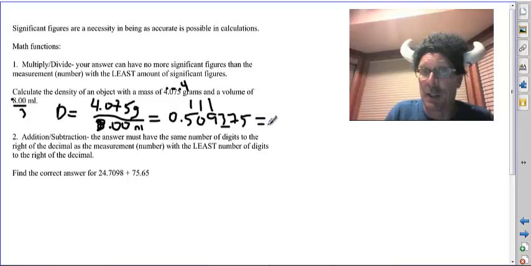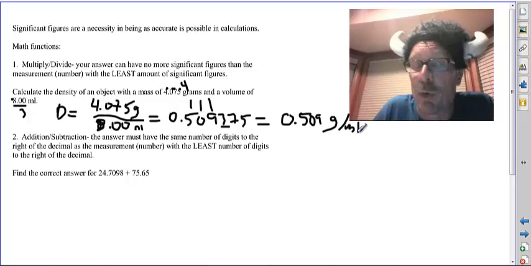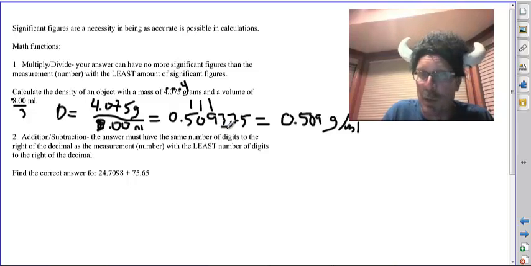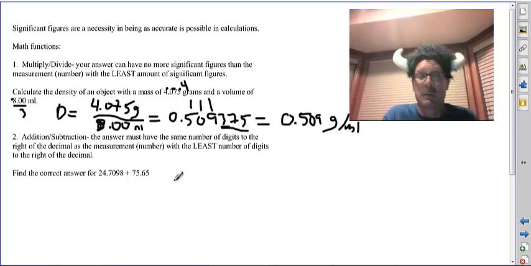Mathematics tells me that the 3 means stay the same, round down, so the actual answer here would be 0.509 grams per milliliter is the density of that object. Okay. That's the most numbers I can report in the answer because that's as accurate as my measurement tools allowed me to be. This stuff, even though it popped up on my calculator, is fluff.